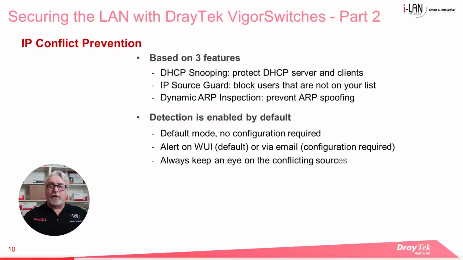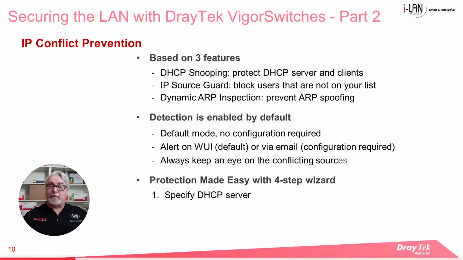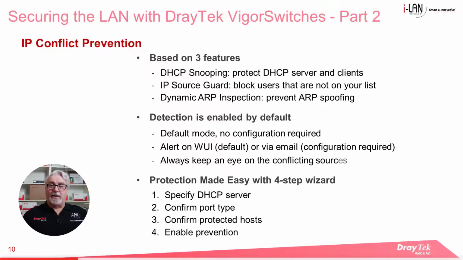To set up IP conflict prevention, the 4-step wizard in the VigaSwitch can be used. Here we need to specify the DHCP server, confirm all the port types, then confirm which hosts you want to protect, and finally select Enable.